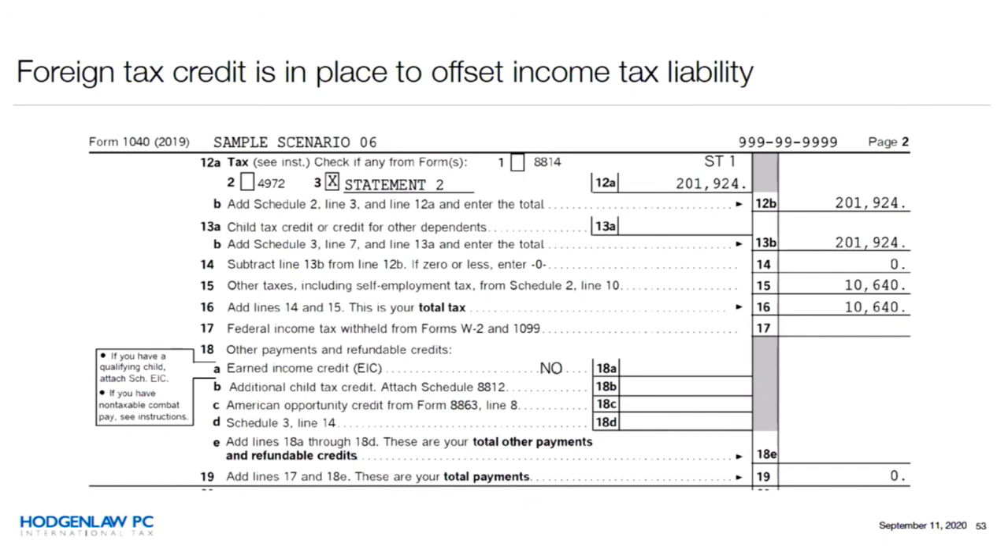Then look at line 13B. We have a number with the exact offset. And again, that's because Form 1118 has a $63,000 allowed indirect foreign tax credit, and Form 1116 has the $138,924 allowable direct foreign tax credit. So matchy, line 12B, line 13B, line 14, subtract, boom, boom. And we've got line 14 is 0.